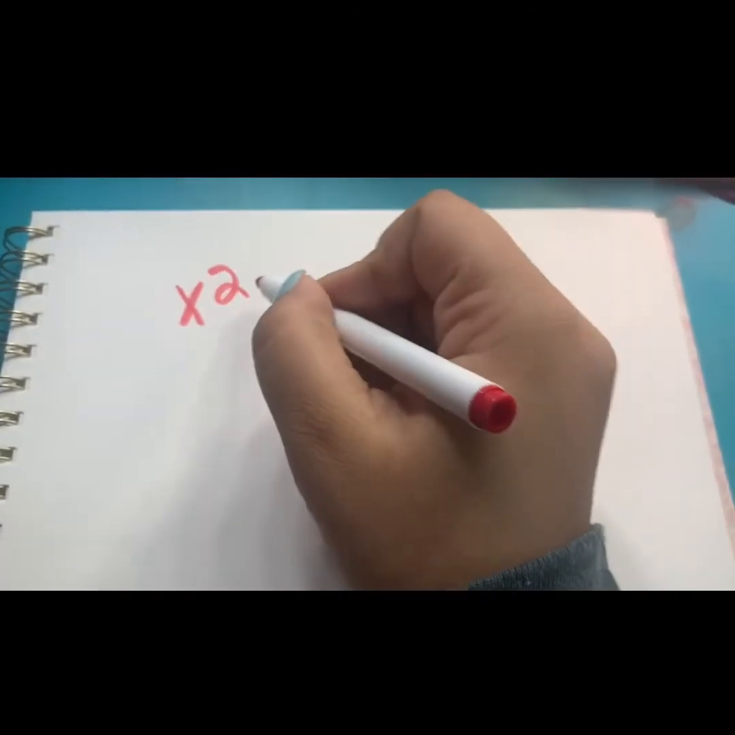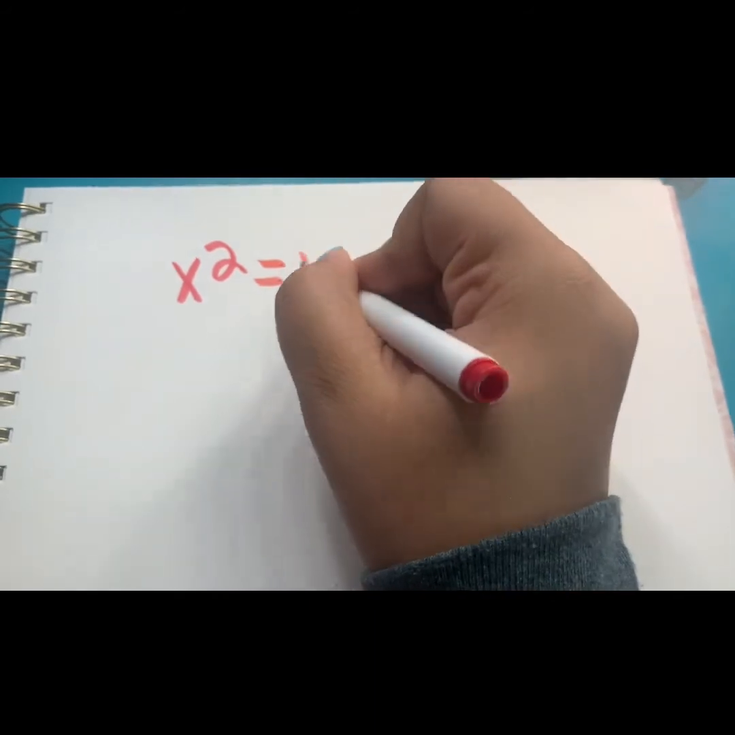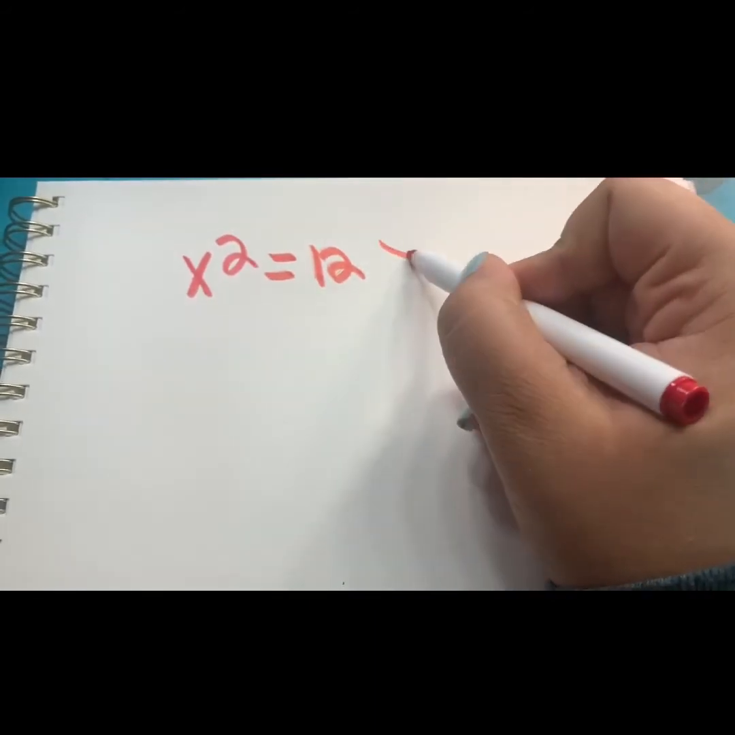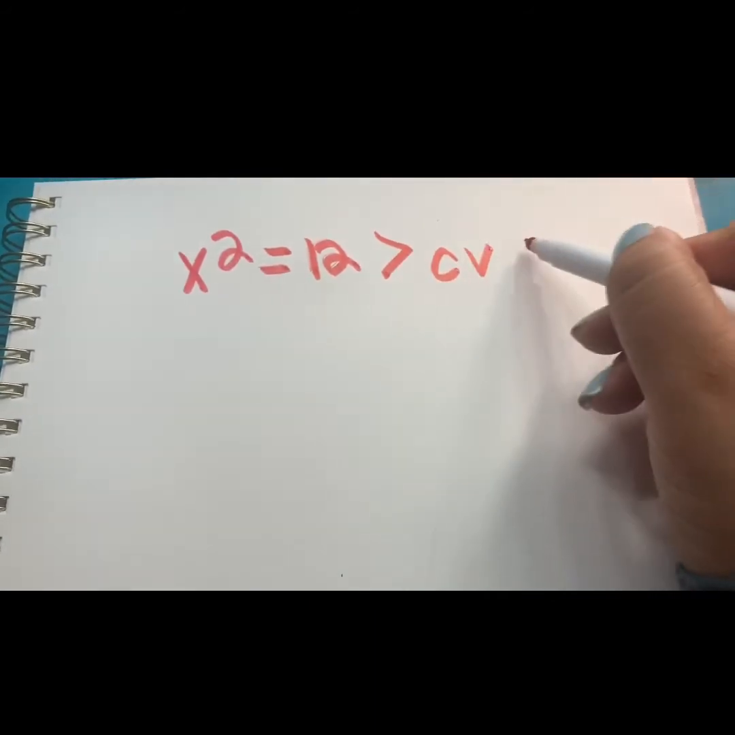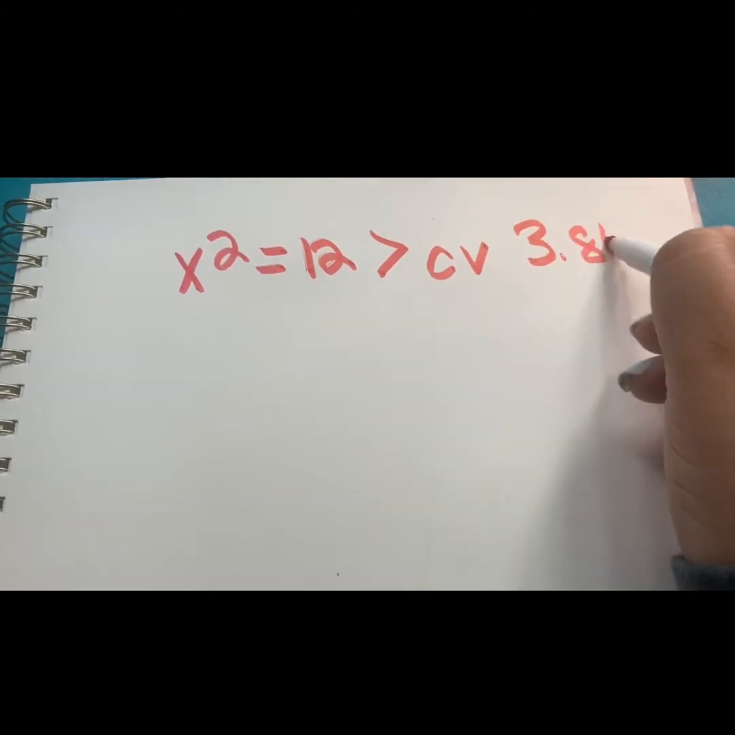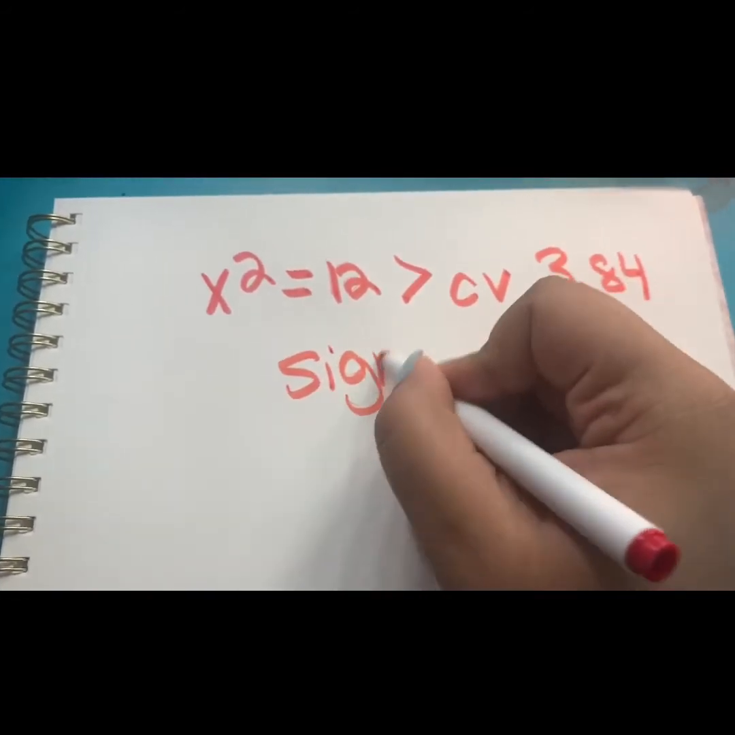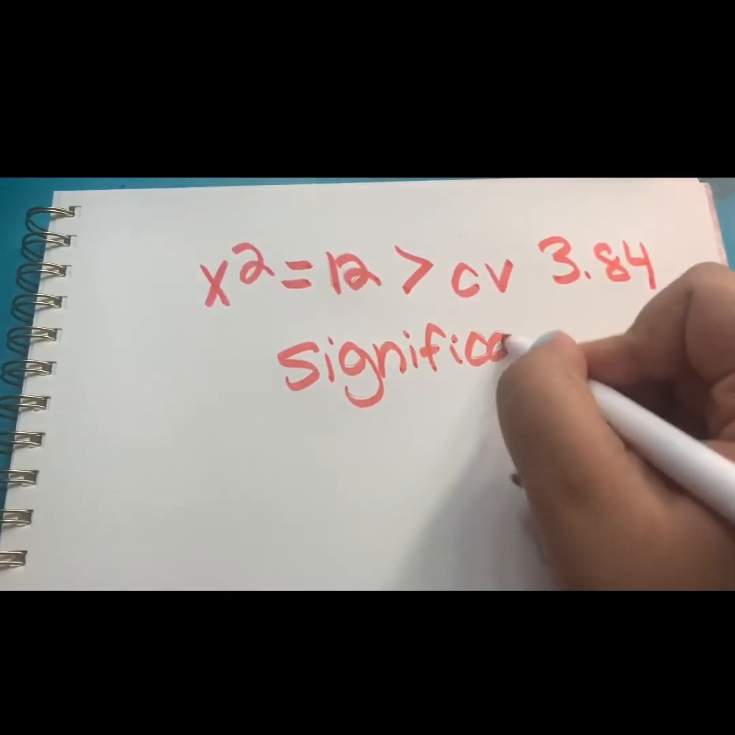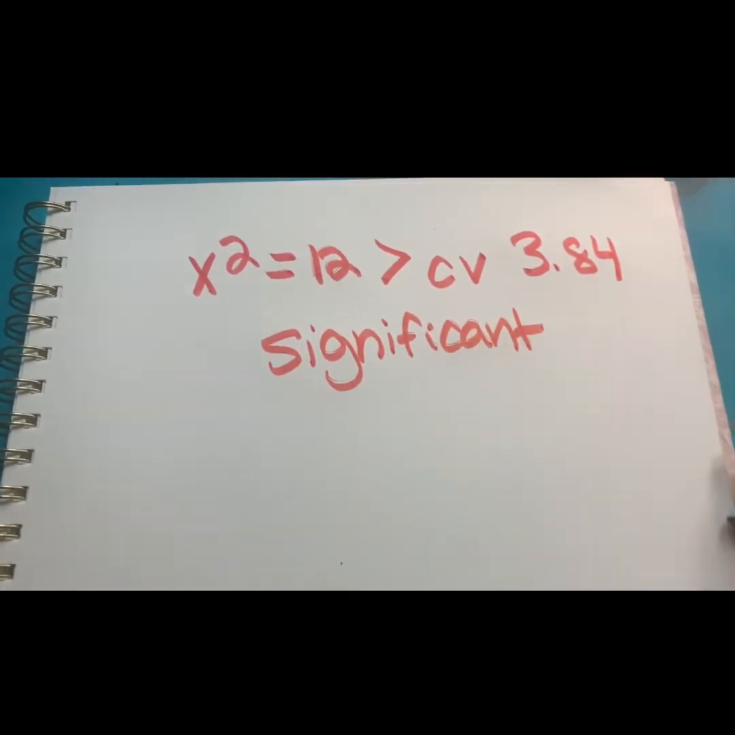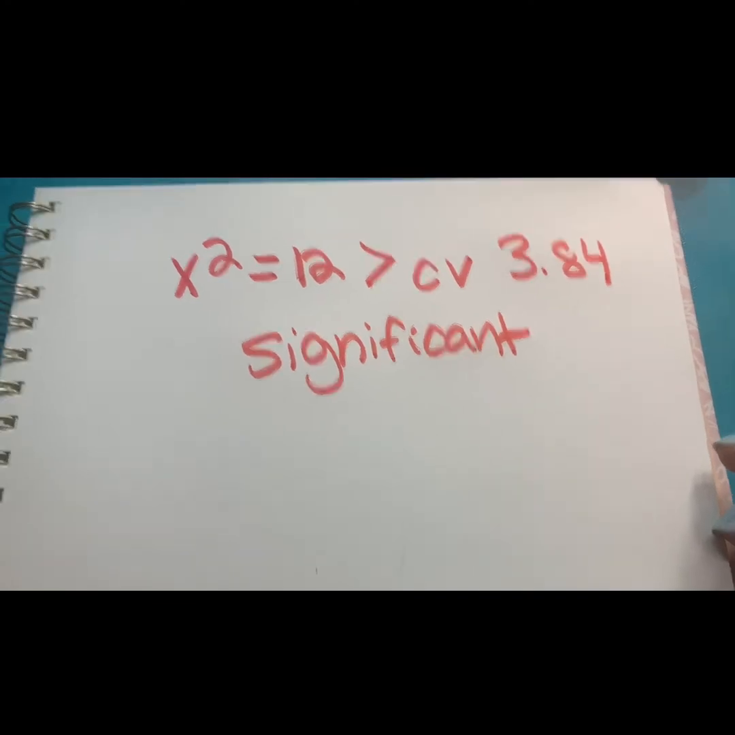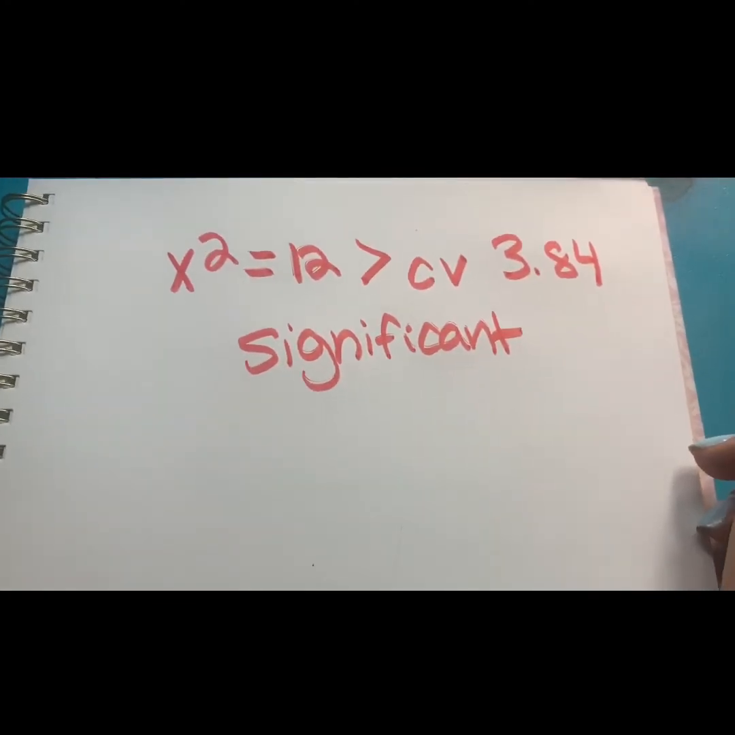In this case, our chi-squared value equals 12, which is greater than our critical value of 3.84. This means that there is a significant difference in expected and observed values in this case scenario. And that's a simple breakdown about how you complete a chi-squared analysis.